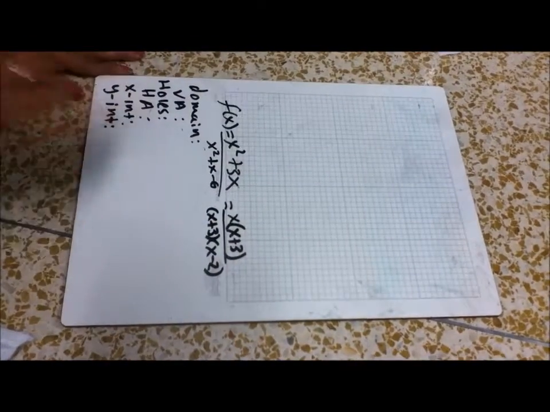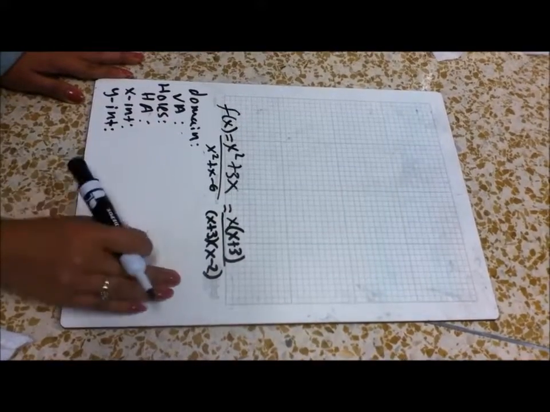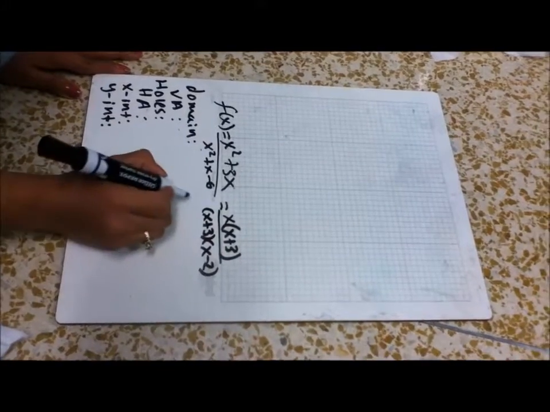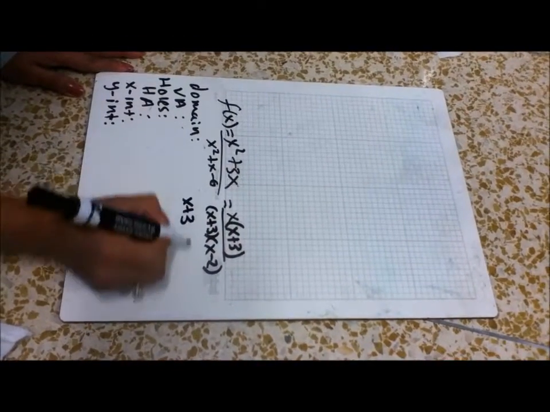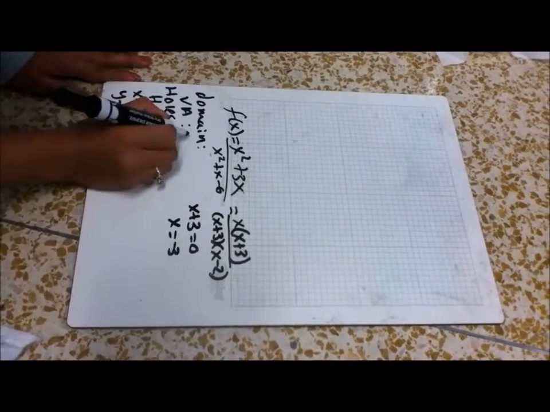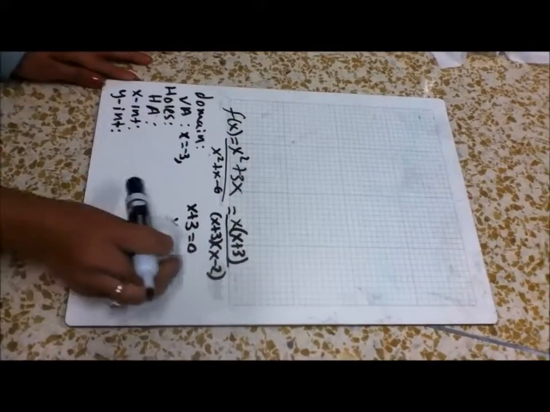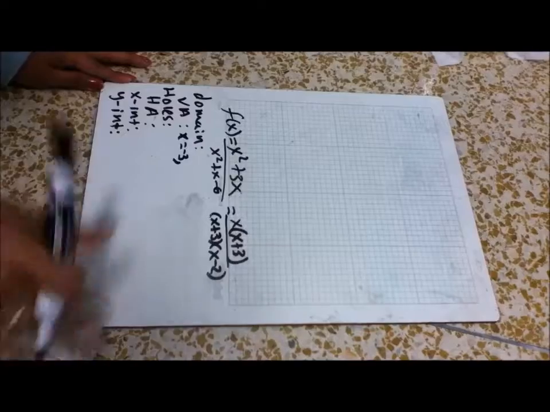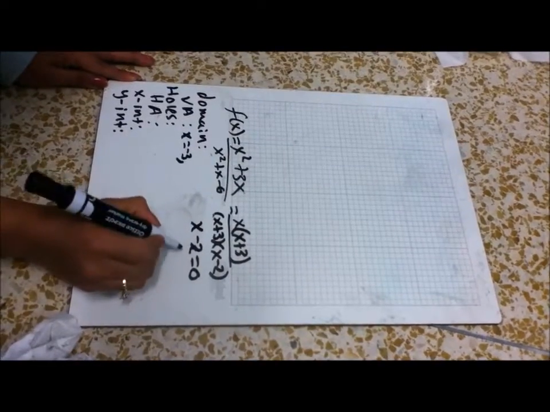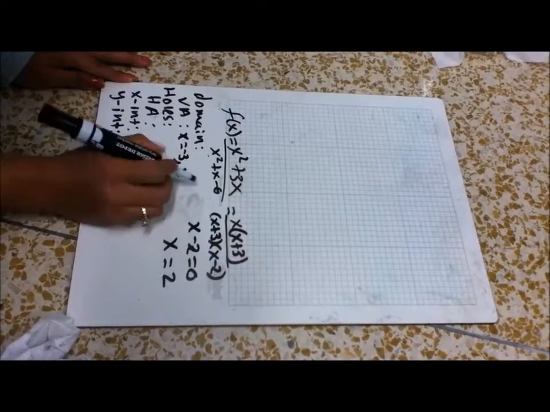So now, to find the vertical asymptote, we're going to have to set the denominator to 0. That means solve for every x. So here, we're going to do first x plus 3 equals 0, which will give us x equals negative 3. We have our first vertical asymptote. For the next one, we're going to do x minus 2 equals 0, and that would give us x equals positive 2. That's our second vertical asymptote.